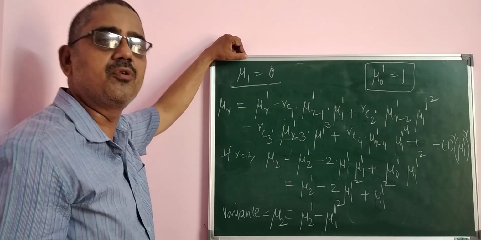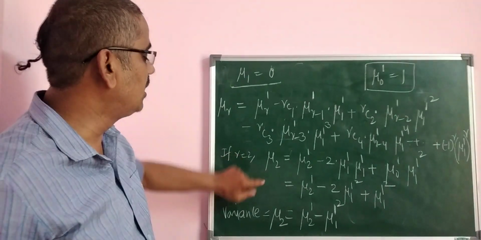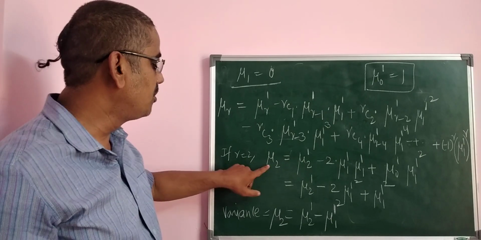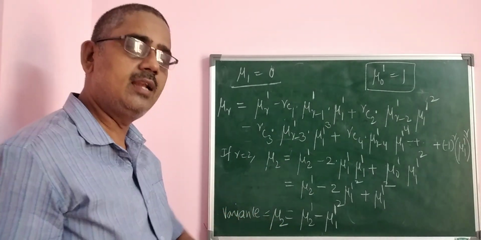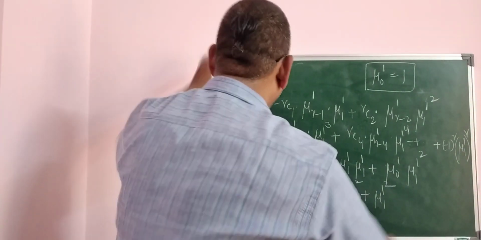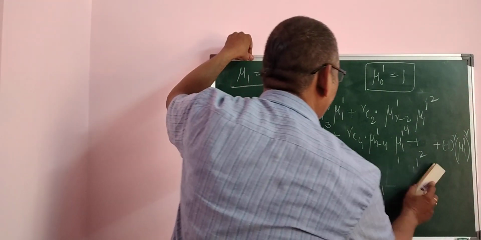Variance is equal to mu 2. This is the first relation, leaving mu 1 equal to 0, and r is equal to 2, giving mu 2. And then the second relation, mu 3: substitute r is equal to 3. I calculate now mu 3.